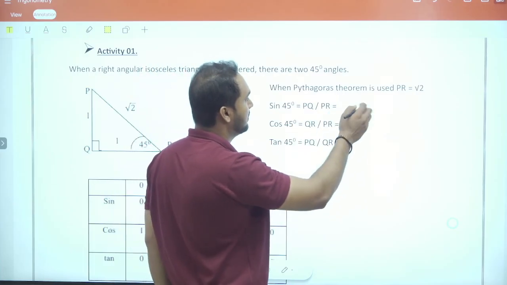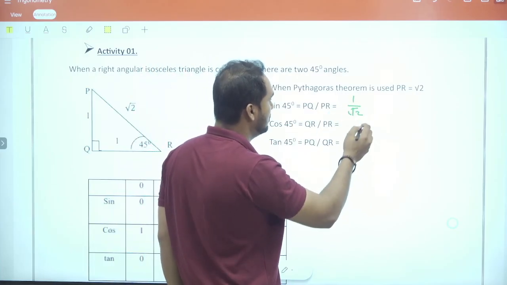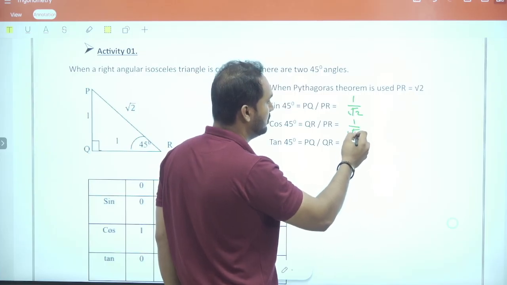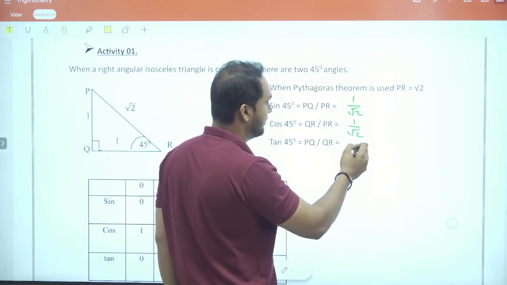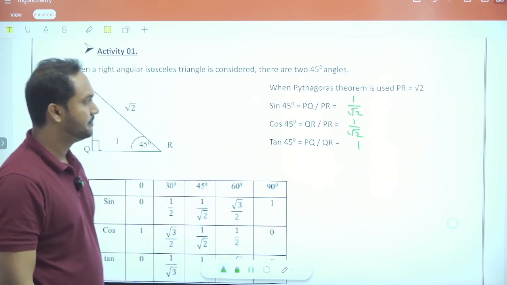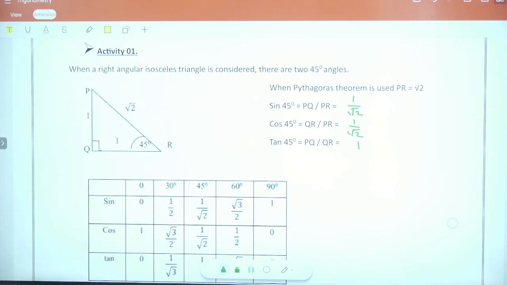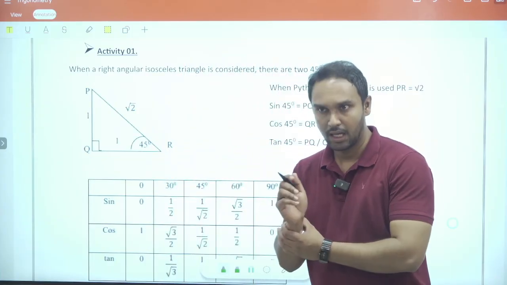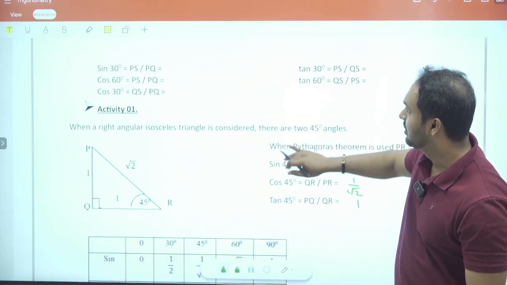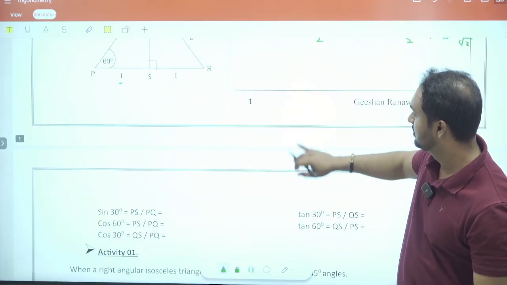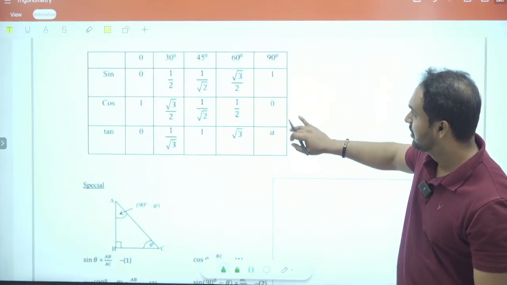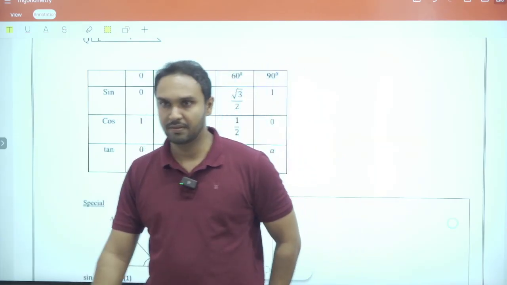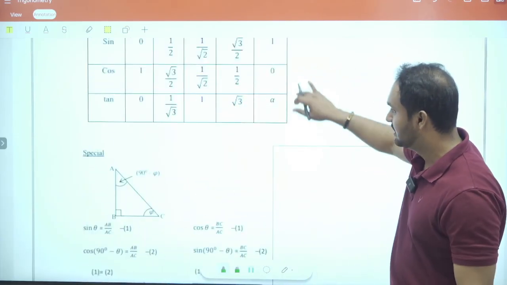So sine 45 is what? 1 over root 2, cos 45 is again 1 over root 2, and the tan 45 is 1, right? Okay, yes, right. Now these are the trigonometric values of the given ratios, right? Now come to this part.